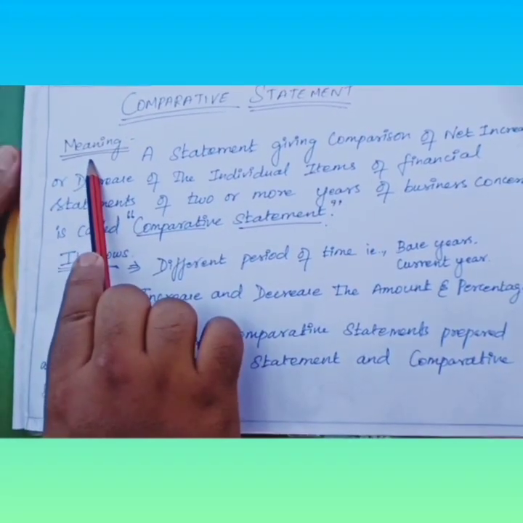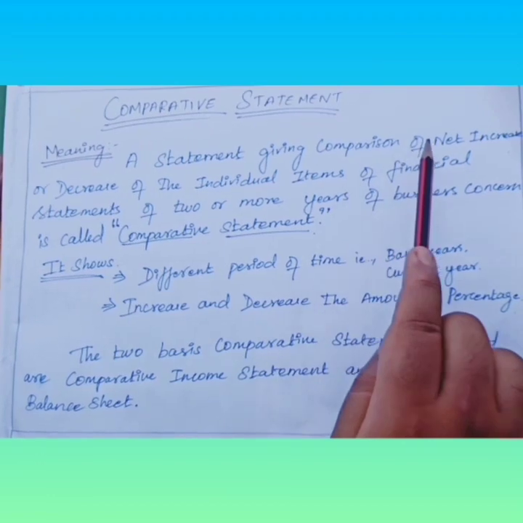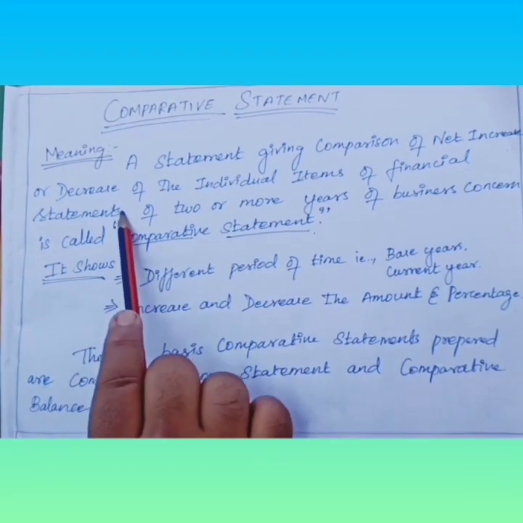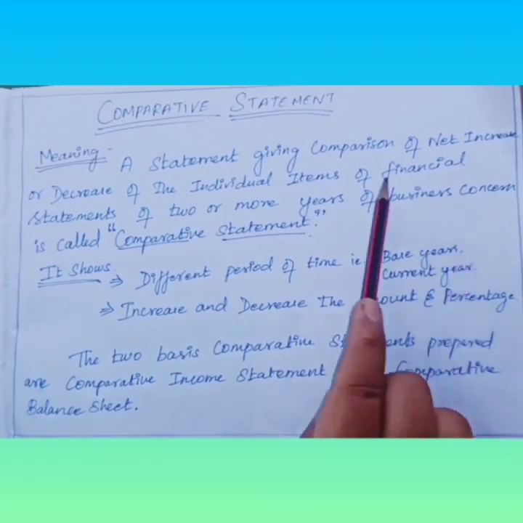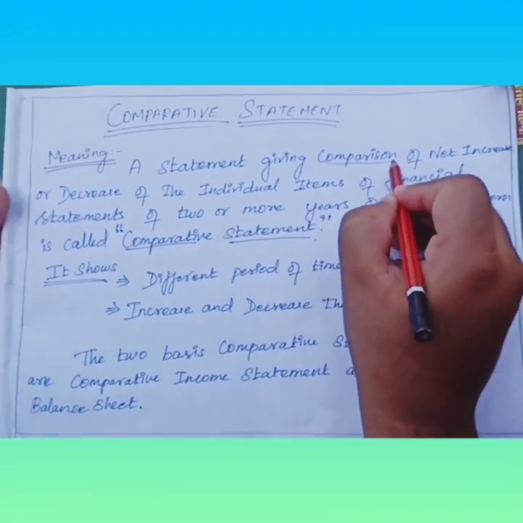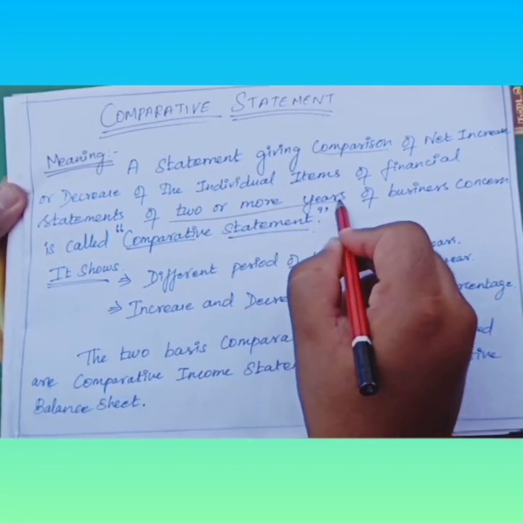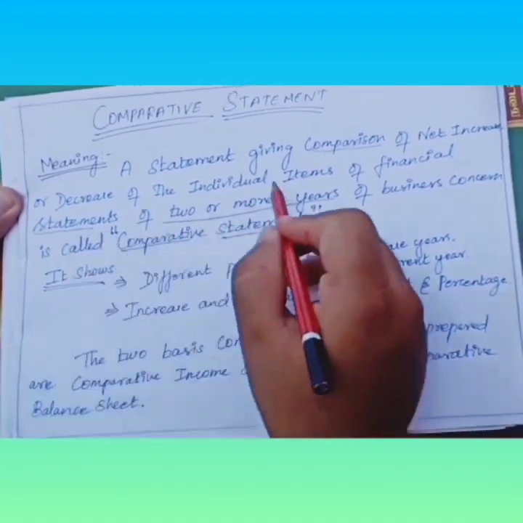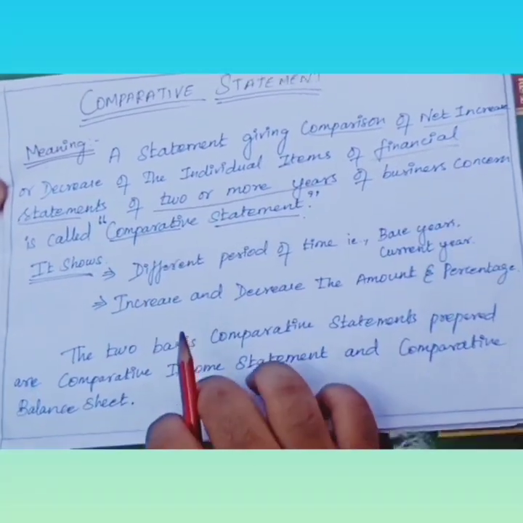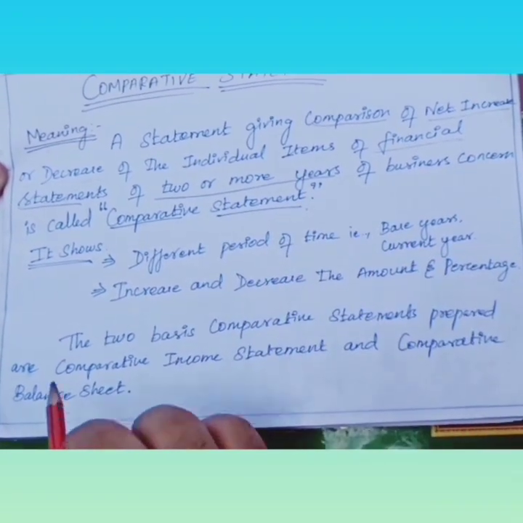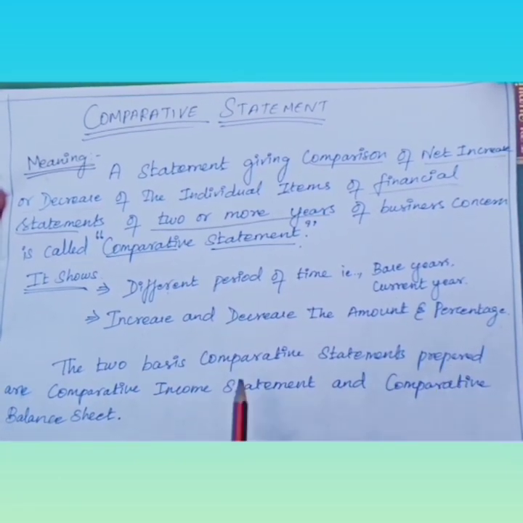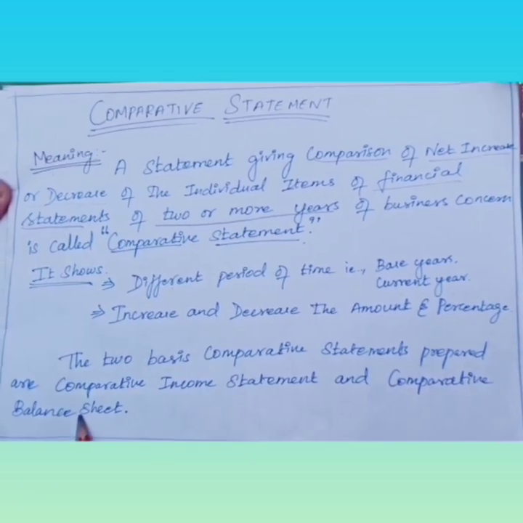First of all, the meaning: a statement giving comparison of net increases or decreases of the individual items of financial statements of two or more years of a business concern is called a comparative statement. That is, comparing the financial statements of two or more years to see the net increase or decrease of the individual items. Comparative statements are prepared on two bases: comparative income statement and comparative balance sheet.